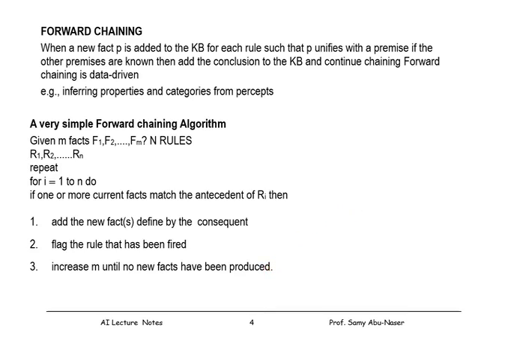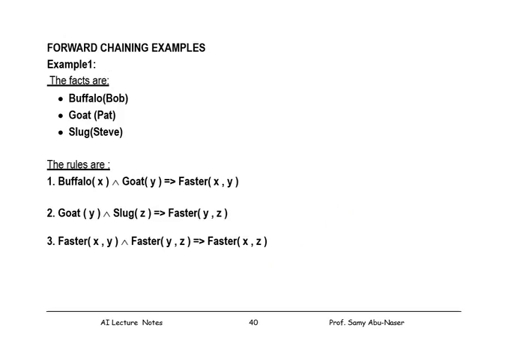Let's see an example of forward chaining. Here is the first example. We are given facts: Bob is a buffalo, Pat is a goat, Steve is a slug. And we are given rules. The first rule: if X is a buffalo and Y is a goat, then X is faster than Y.